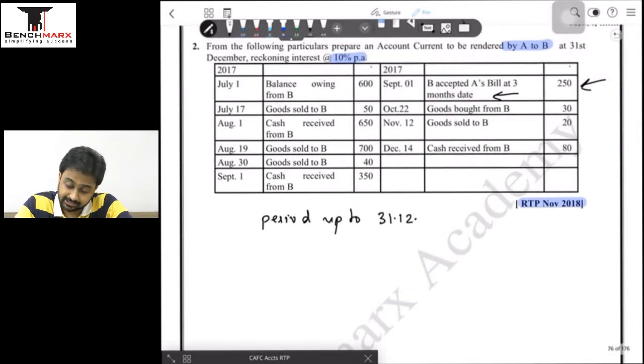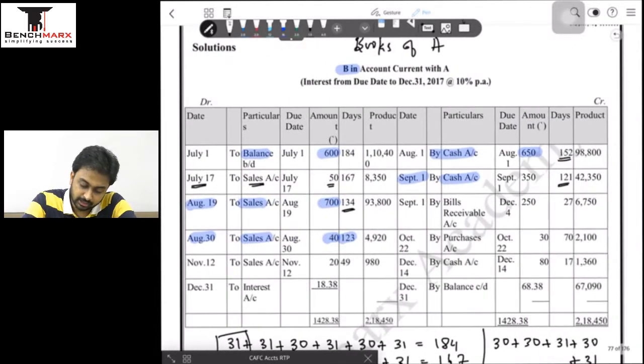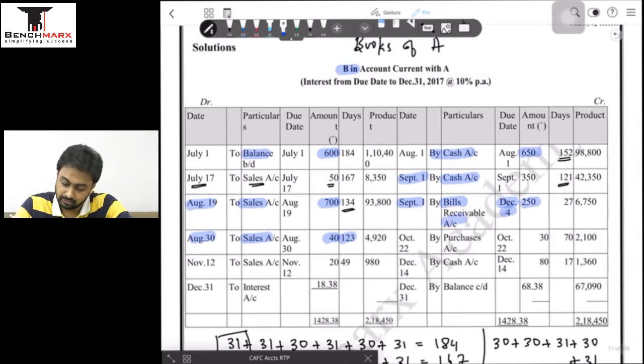Then we have bill accepted at 3 months. So September 1 plus 3 months is October, November, December. Add 3 days of grace, that makes it 4th of December. B has accepted, so we have drawn. If we have drawn the entries bill receivable to be मतलब by bill receivable, transaction date September 1, due date December 4. Transaction date September 1, due date December 4, by bill receivable, amount is 250 given in the question.